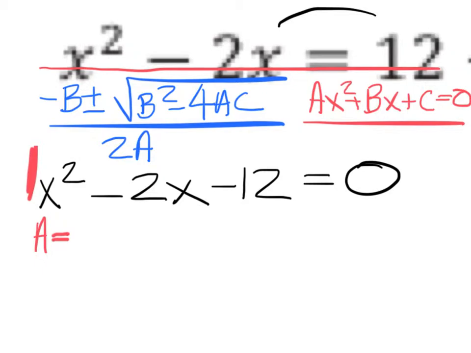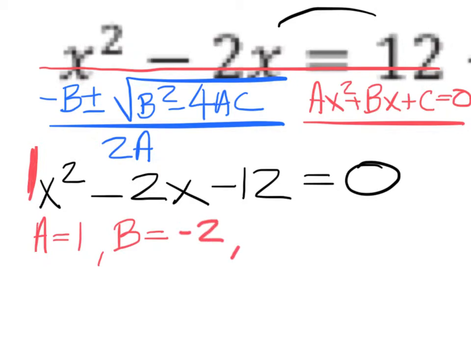It's written on the screen. 1, yes, so a is 1. Even though it's not written, there is really a 1 there. So b. Notice in the general form, the b is right beside the x. So what is our number for b? Negative 2, because it has the minus 2 in front of it. So we'll go negative 2.